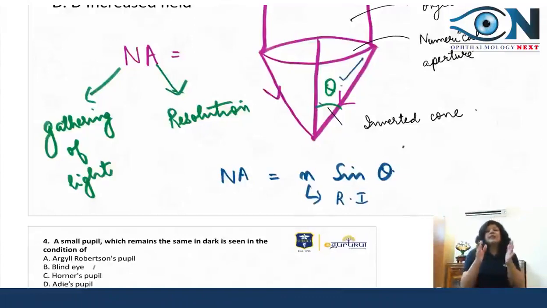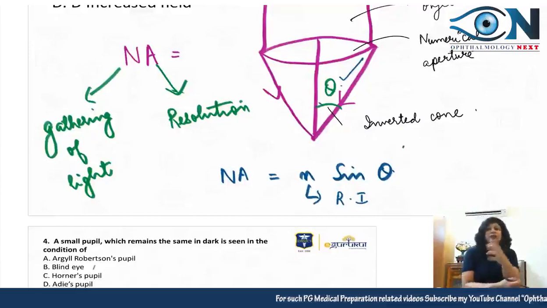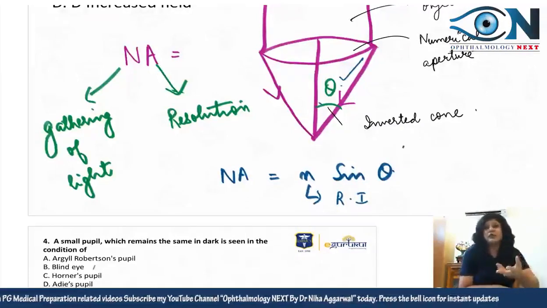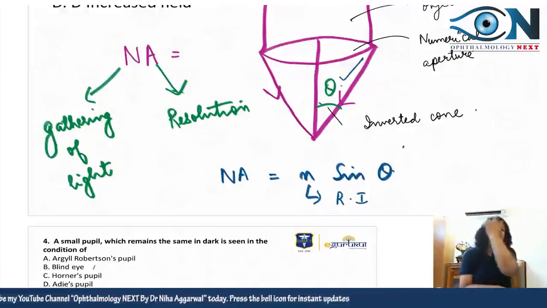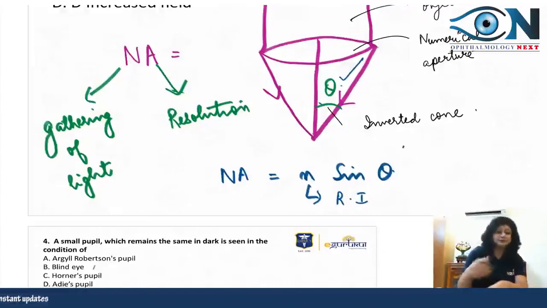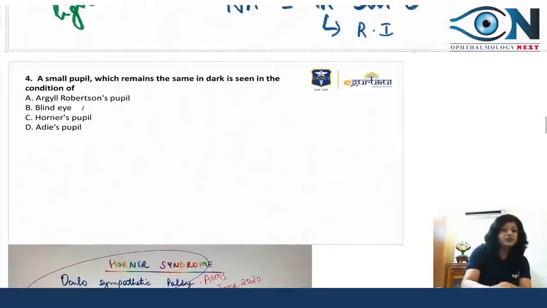So basically, the amount of light and the amount of resolution that you will be getting with a particular objective will depend upon its numerical aperture. So if you have a very small object that you have to see, or it's very less fluorescent, you don't have much contrast, you will have to use the larger numerical aperture. Okay, now coming to the next question.